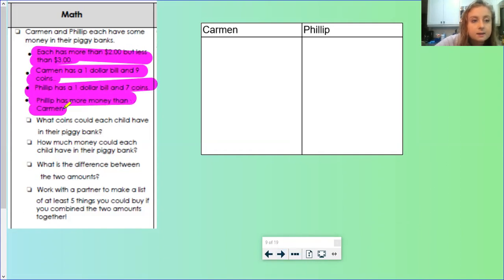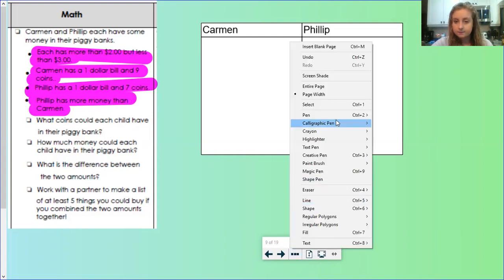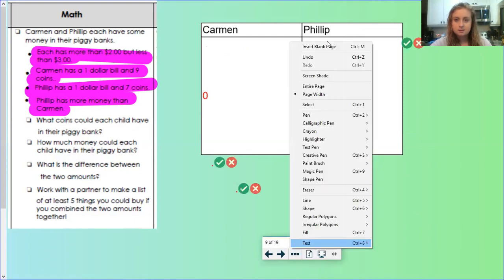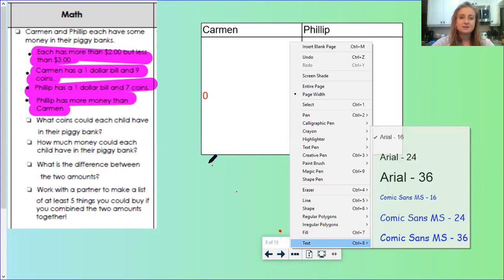Okay, so the first thing we need to think about is they already told us that each one of them has a $1 bill. So I'm going to draw that. Here's my $1. Make a 1 in there. So they each already have $1. What just happened there? Good gracious. I am confused. All right, let's undo this.